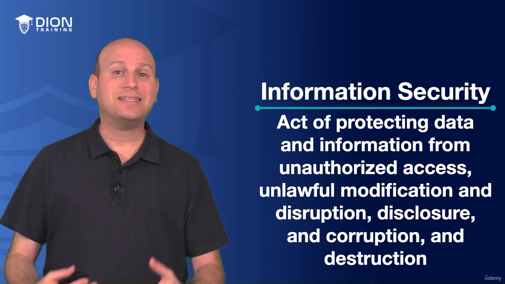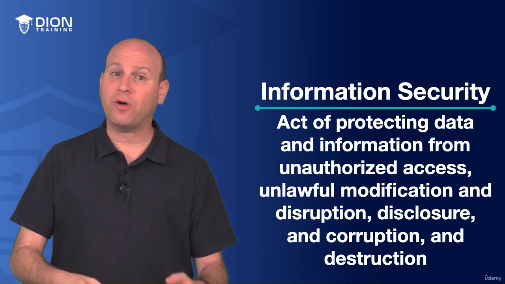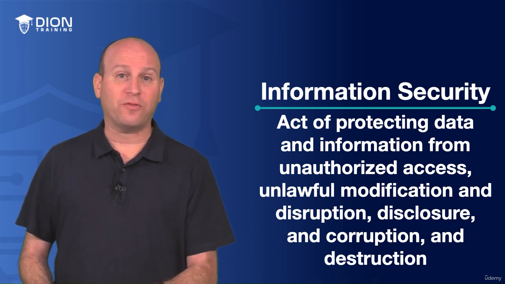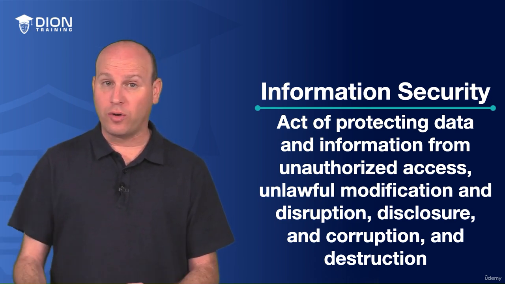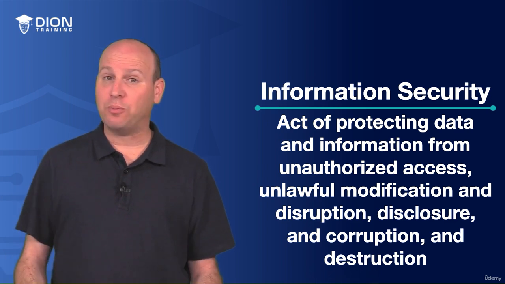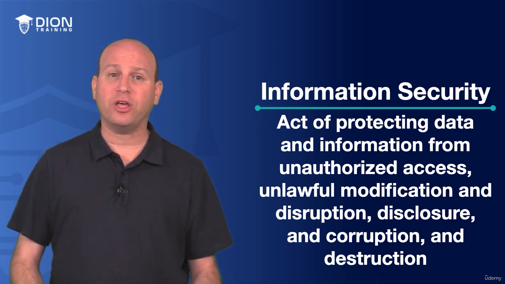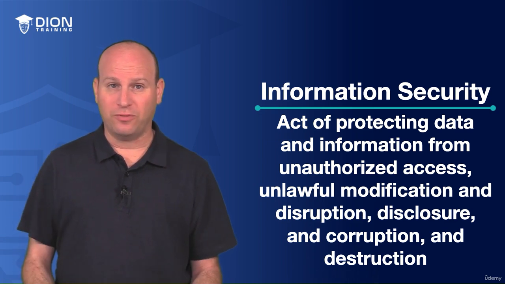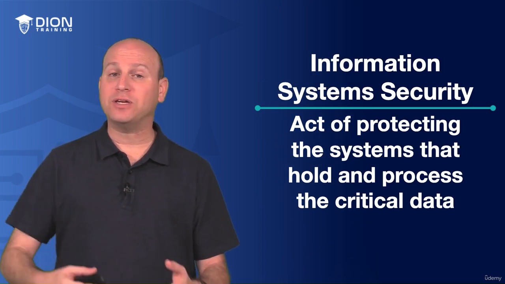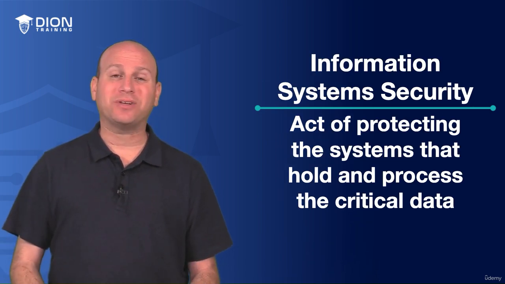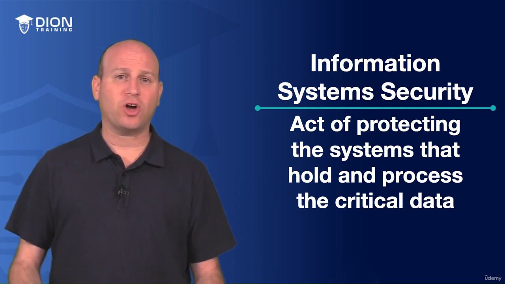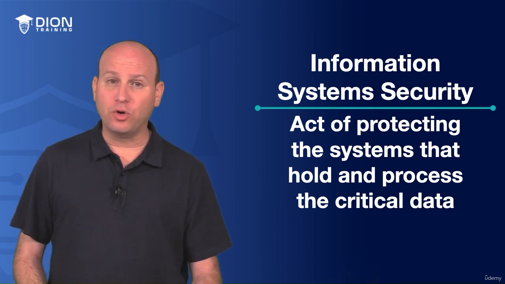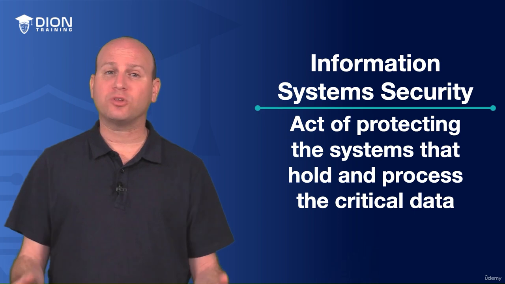Information security is the act of protecting the data and information from unauthorized access, unlawful modification and disruption, disclosure or corruption, and destruction. Simply put, when we talk about information security, we are talking about the data that the systems are holding, not the systems themselves. On the other hand, we have information system security, which is the act of protecting the systems that hold and process our critical data. That can be a computer, a server, a network device, or even your smartphone.